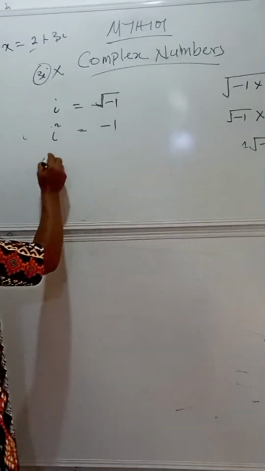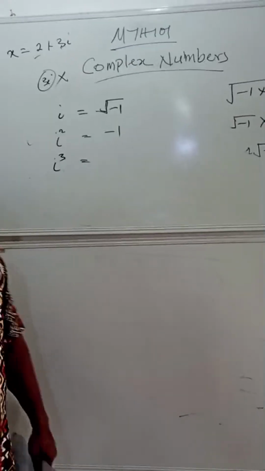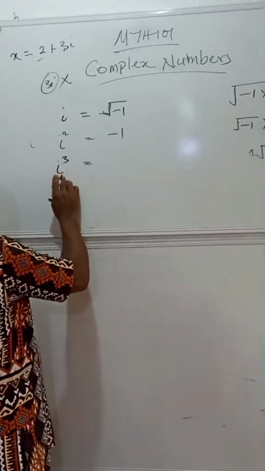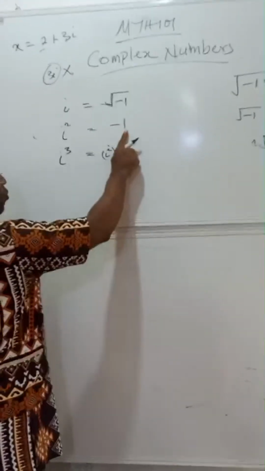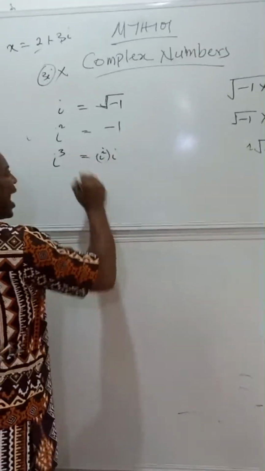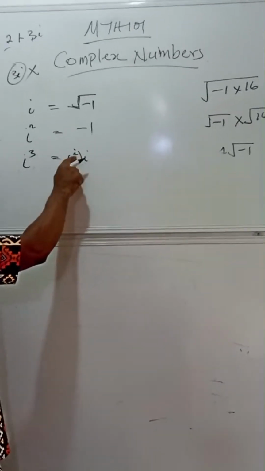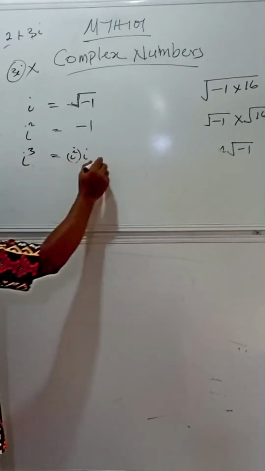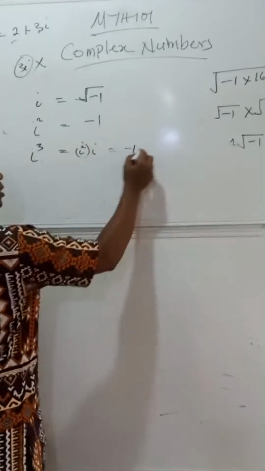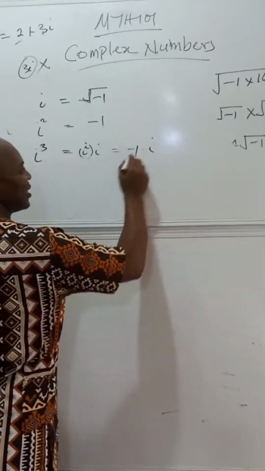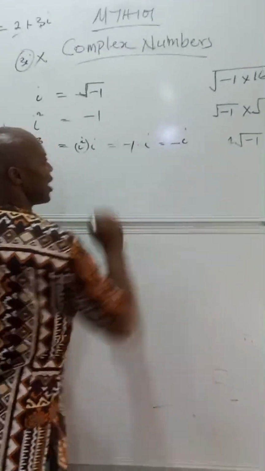Now, what if I'm interested in i raised to power 3? Note that i squared was just -1 and i again. The power here is 1, the power here is 2, so it gives you this. Remember that i squared is -1 already, times another i. So i raised to power 3 will give you minus i.